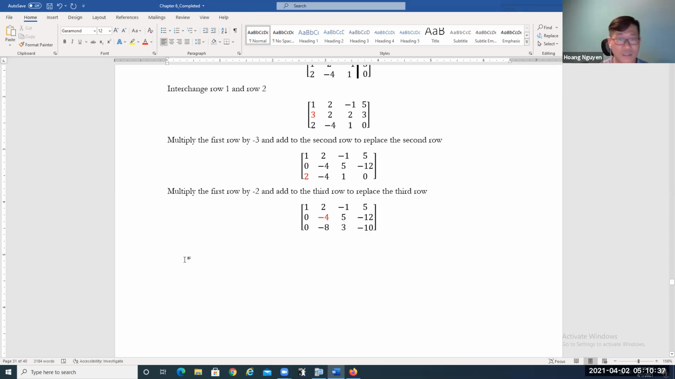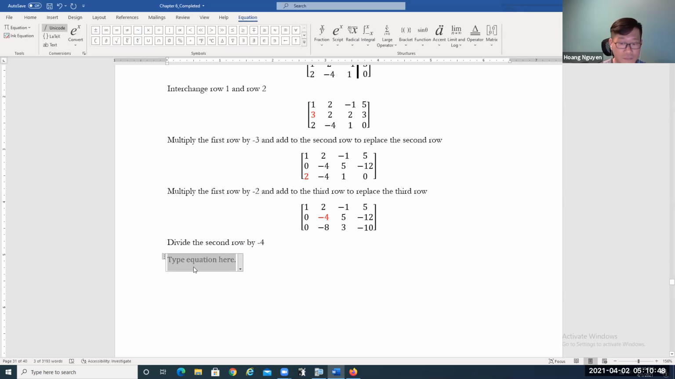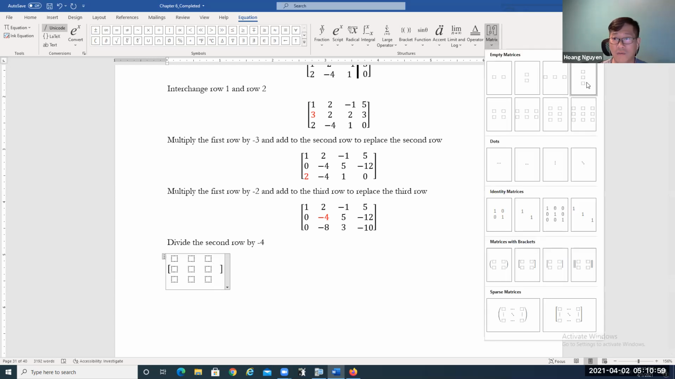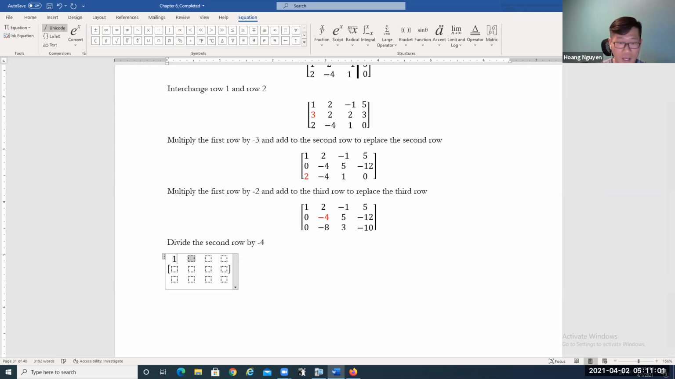So I'm going to divide the second row by -4, right? The first row and the third row, I will copy; nothing is affected. The first is 1, 2, -1 and 5. The third row is 0, -8, 3, and -10.